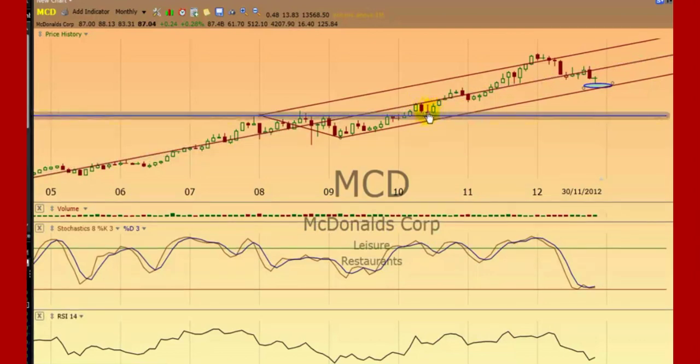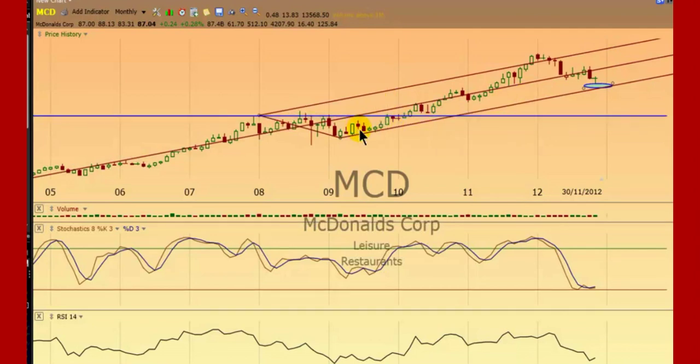Instead of selling here because the price has touched the pitchfork tool, in fact, our pitchfork tool is rising, so it's not a bearish pitchfork tool. You can see it's a rising channel, isn't it? So we will prefer to buy instead of selling.